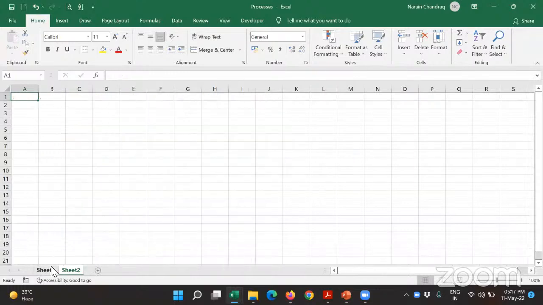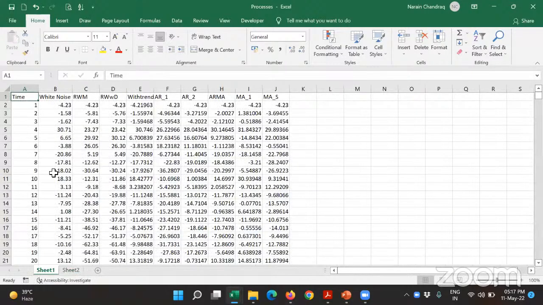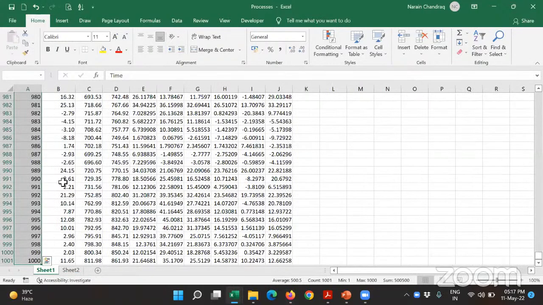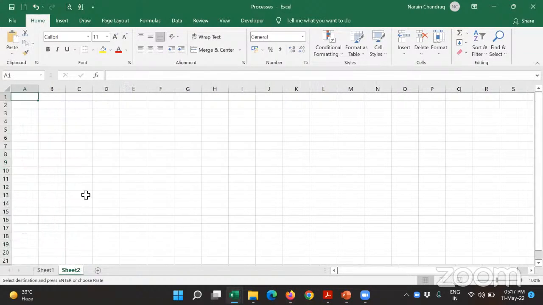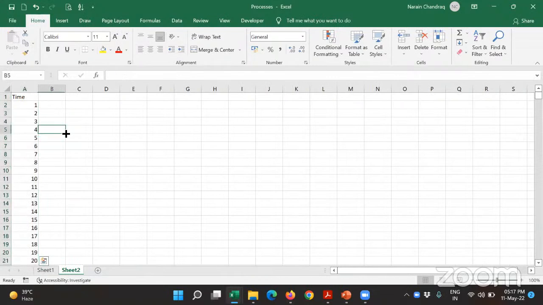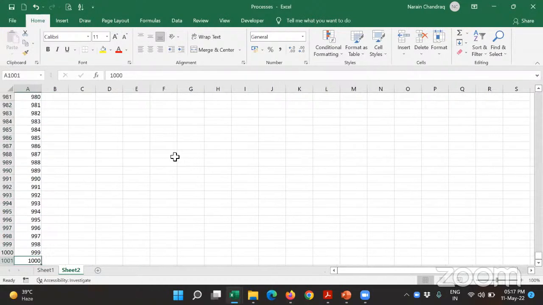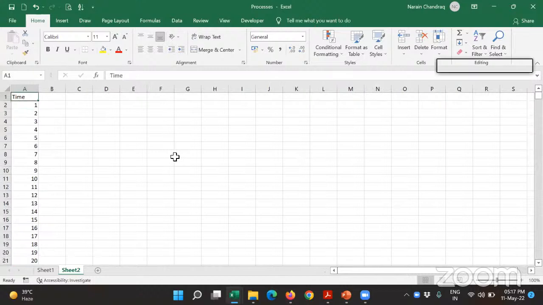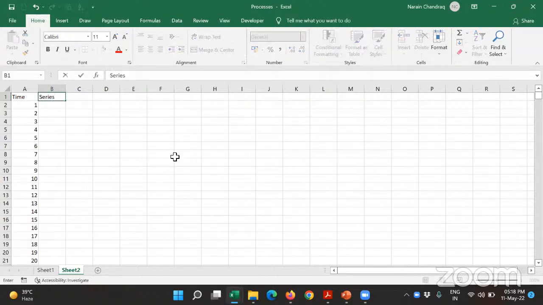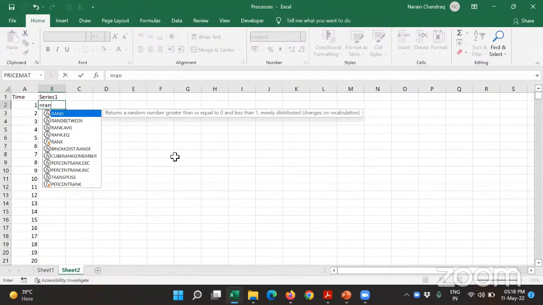So what I want is to generate a certain data set, 1,000 such data points. So I have time points starting from 1 to 1,000. And I'm generating another series. Let me call it series 1, and that happens to be a random variable.